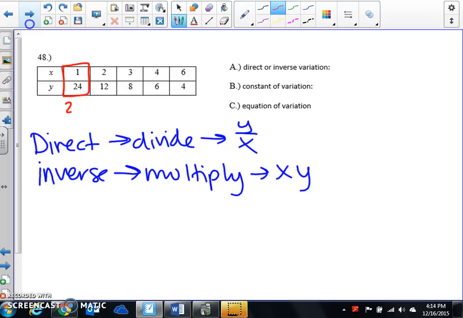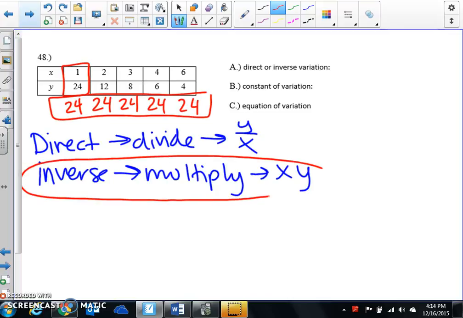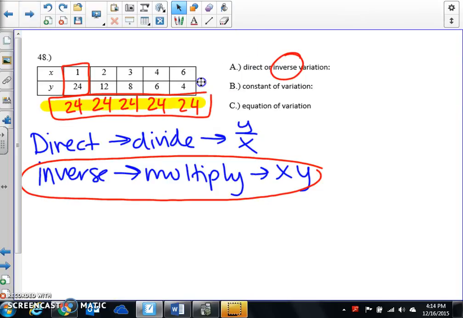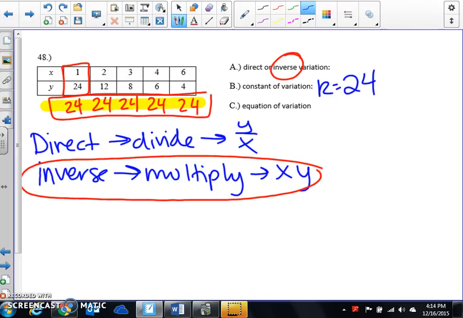24 times 1 is 24. 12 times 2 is 24. 8 times 3, 24. 6 times 4, 24. So I multiplied, so it's going to be inverse. So I know it's an inverse. My constant of variation is this number right there. So my constant of variation is k equals 24.